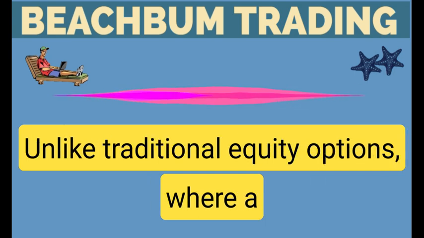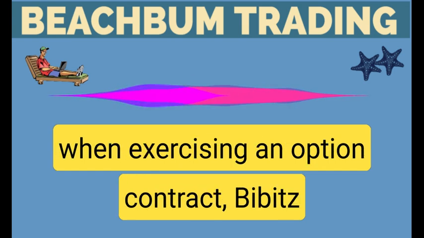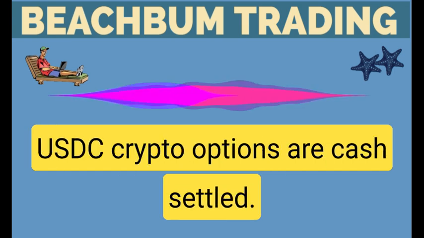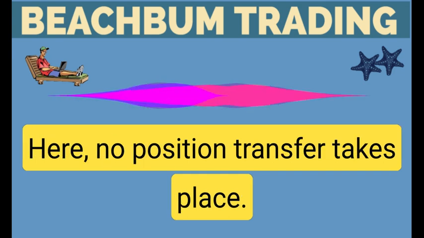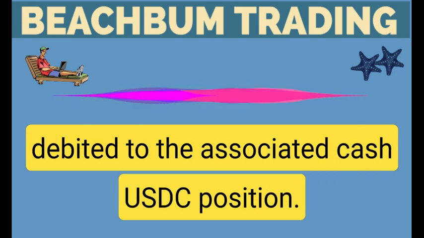Unlike traditional equity options, where a physical transfer of ownership takes place when exercising an option contract, Bybit's USDC crypto options are cash-settled. Here, no position transfer takes place. Instead, the option seller's account is credited or debited to the associated cash (USDC) position.